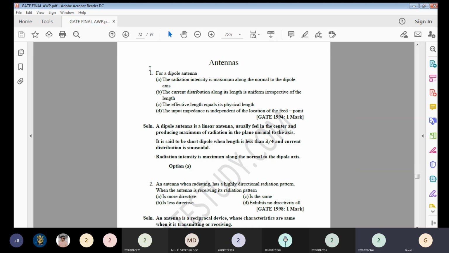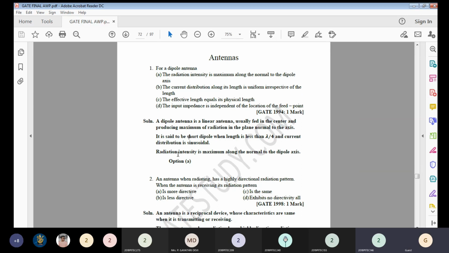For a dipole, what is the major factor? Here we will see about a dipole. Antenna is a linear antenna usually fed in the center and providing maximum radiation in the plane normal to the axis. It's said to be short dipole when length is less than lambda by 4. Clear? When dipole is having the length less than lambda by 4, it's going to be called as short dipole.